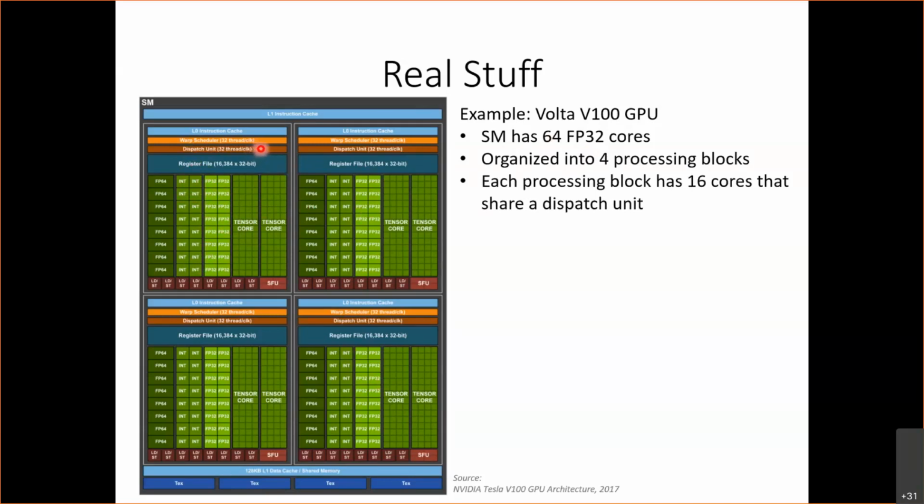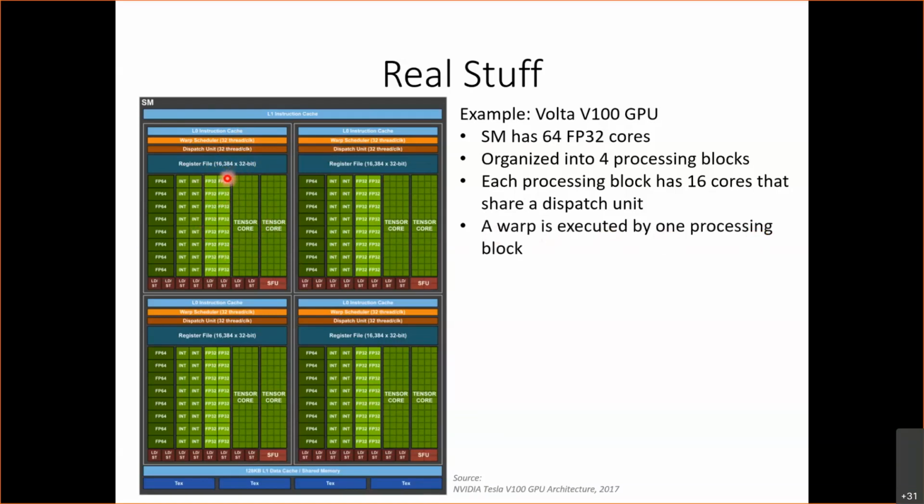Okay, and what that means is that this dispatch unit is going to fetch one instruction and execute it on all 16 of these cores. Now, obviously, a warp is more than that. A warp is 32 threads. So these 32 threads are going to be taking turns on these 16 cores. A warp is going to be executed by one of these processing blocks, and the processing block has one dispatch unit that's shared across all 16 cores in the processing block.